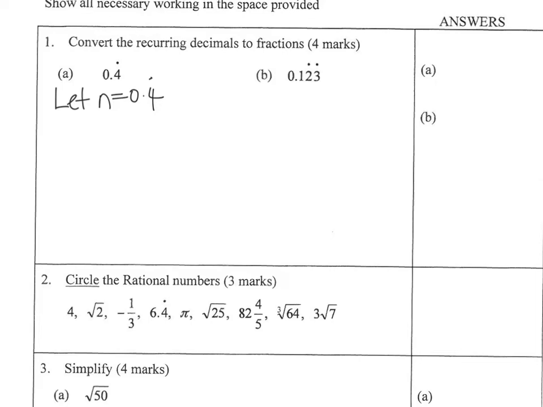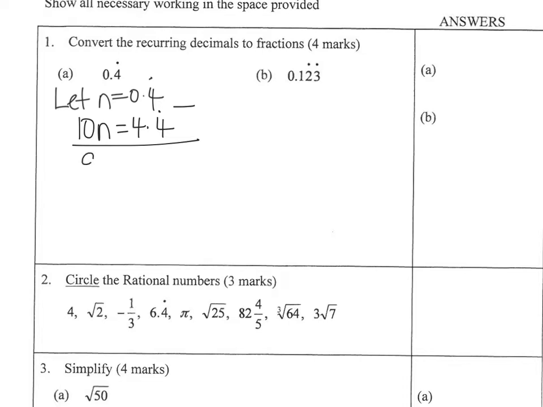Okay, to change 0.4 recurring to a fraction, let n equal 0.4 recurring. Now there is one recurring number, so we're going to times by 10 on both sides. So we're going to get 10n, and we're going to get 4.4 recurring. We need the recurring fours to line up. So then we need to subtract both of those equations, the bigger equation minus the smaller equation.